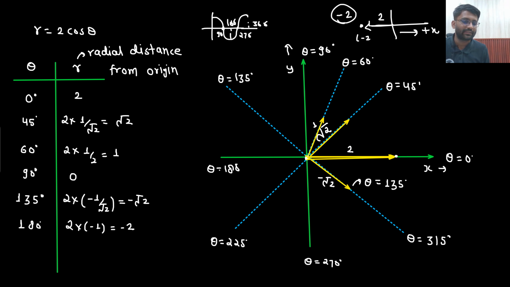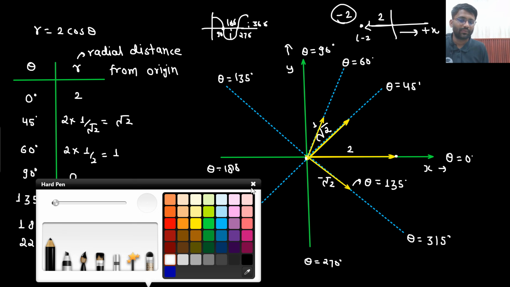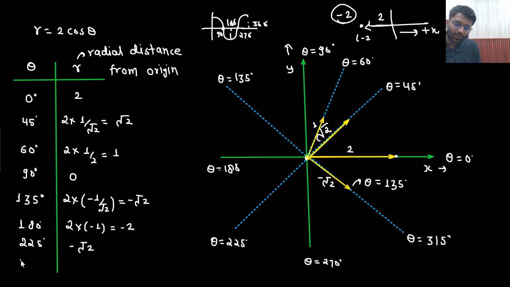Absolutely, sir. Completely understandable. When theta is 225 degree, at 225 as well, you will get minus under root 2 only. When you put 225 degree, you will get the value to be minus under root 2. That means you are supposed to work under root 2 distance, but in the opposite direction. That means you will again come back here. Is that understandable to you? Next, you will put 270 degree. So at 270 degree, the value will be 0.